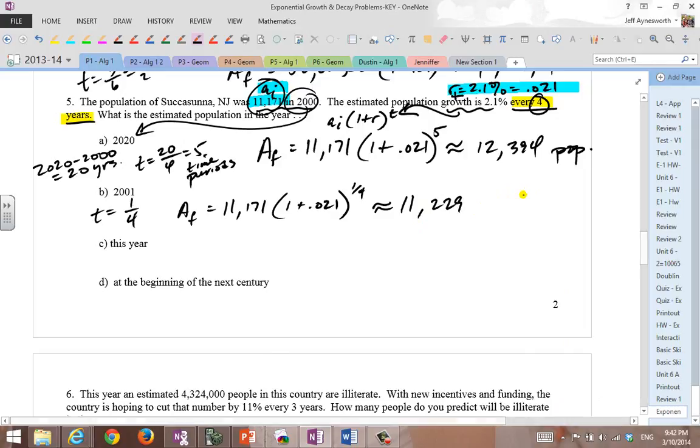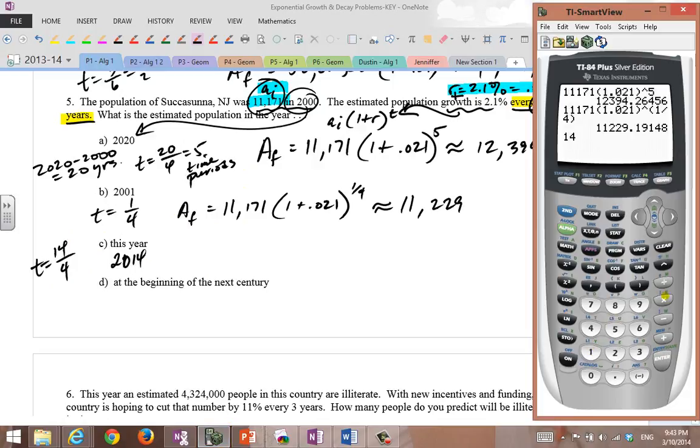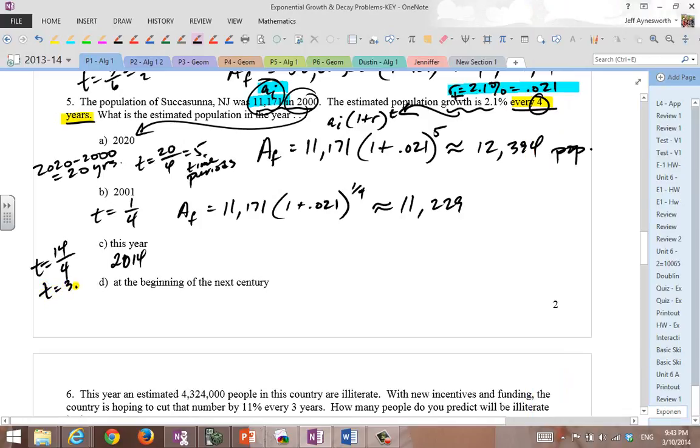Okay. Right now it's 2014. So let's see. T equals, in this case, 14 years have gone by, but every 4 years it does this. So let's use your calculator. 14 divided by 4 is 3.5. So in this case, T is 3.5. There's 3.5 time periods that have passed.